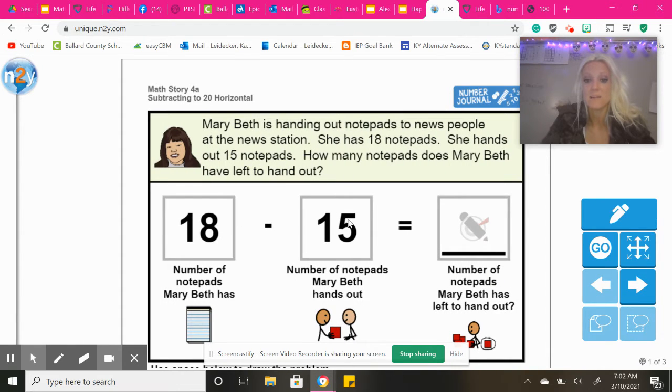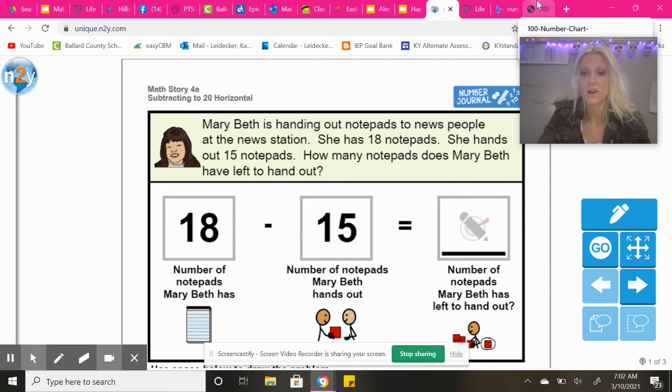So I have 18 minus 15. Mary Beth is handing out notepads to news people at the news station. She has 18 notepads. She hands out 15 notepads. So she had 18 and gives out 15. How many does she have left in her hands that she did not give to anybody?